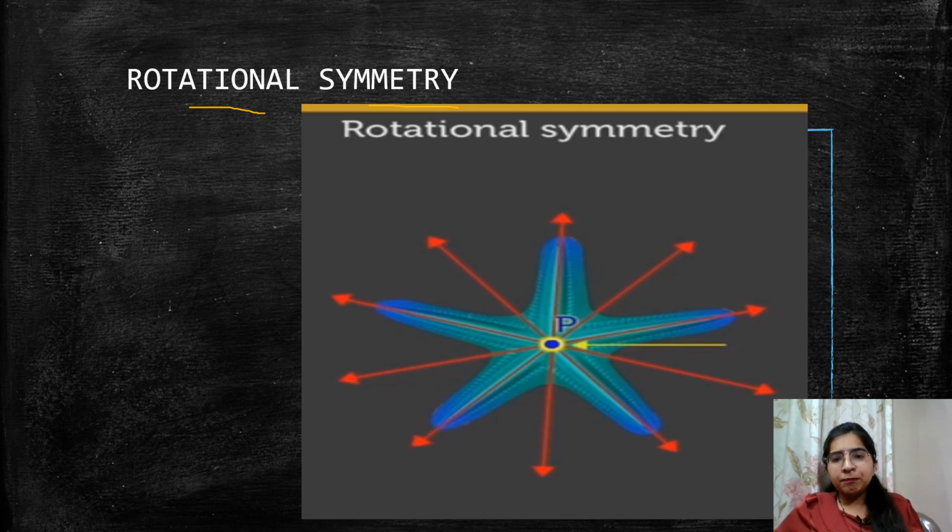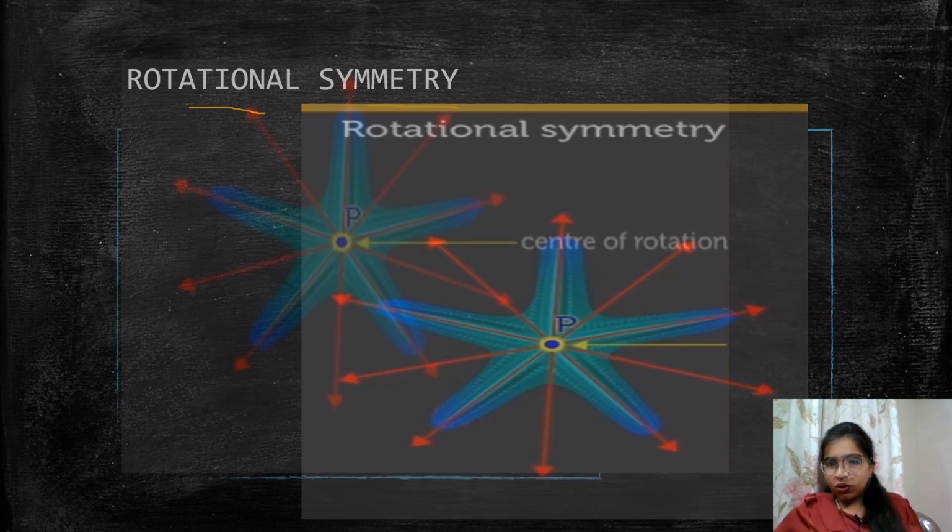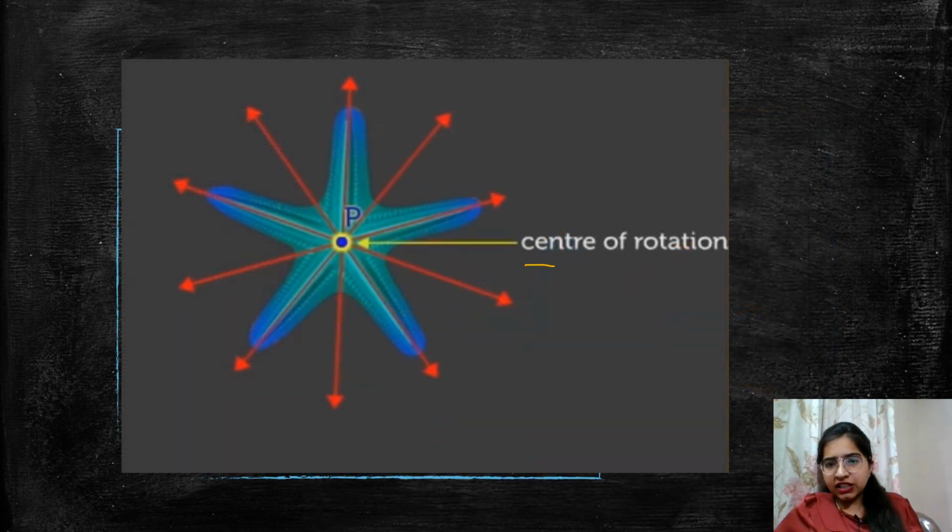Listen to me carefully. Rotational symmetry means that when you rotate an object about a point, the position of the object remains the same. This is called rotational symmetry. Like this point P you are seeing now, this is called the center of rotation. What do we call it? Center of rotation. From the center of rotation you have to rotate these points.